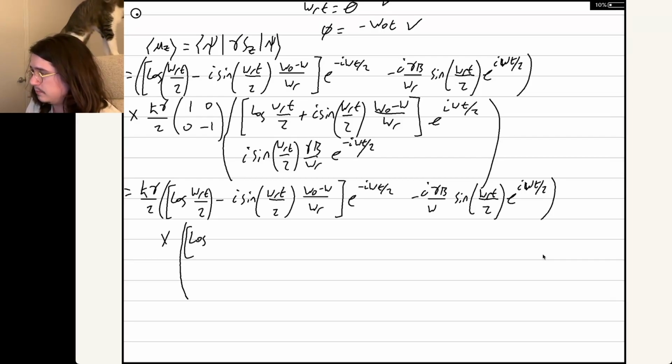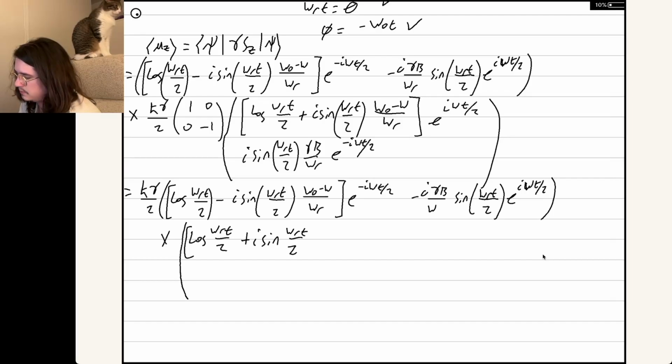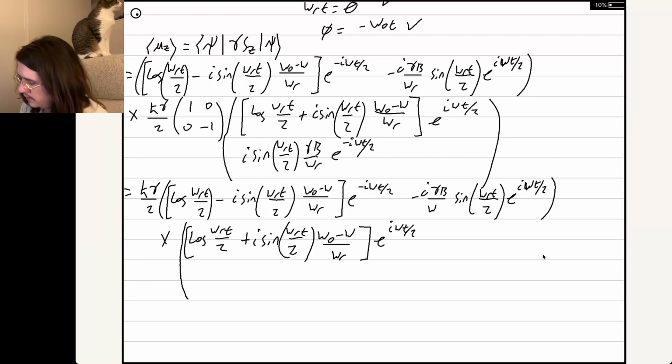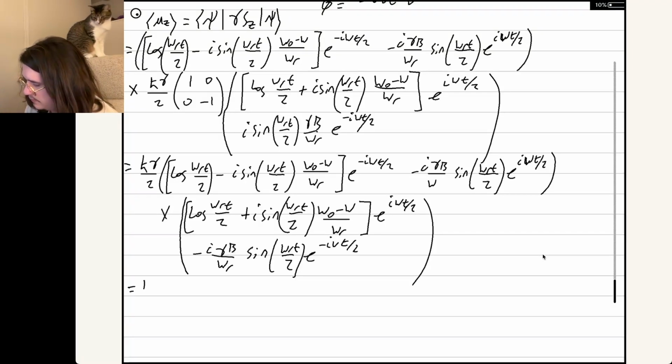So this one is pretty much going to be the same: cosine omega_r t over 2 plus i sine omega_r t over 2 multiplied by omega naught minus omega over omega_r, multiplied by e to the i omega t over 2. And then this one's sign gets flipped like that: sine omega_r t over 2 e to the minus i omega t over 2.